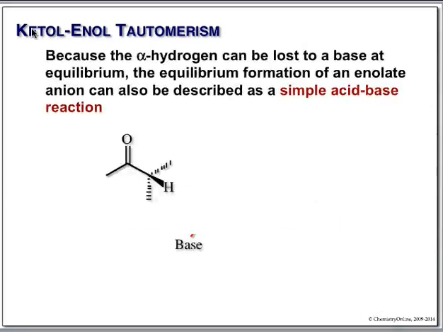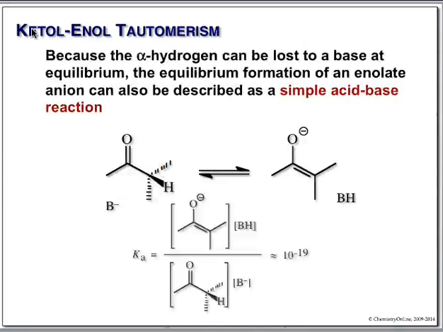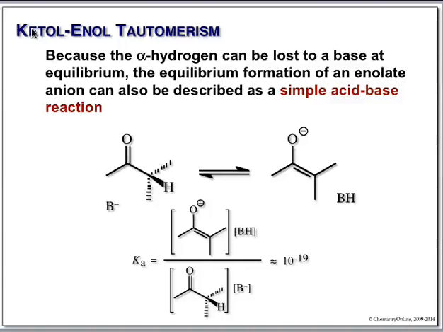If we look at enolization, we can describe this as an acid-base equilibrium. Here I'm going to use a base, pull off a proton, and make an enolate anion. This meets the definition of a simple Bronsted acid. We have a Bronsted base on this side, we go to BH, an acid, and we go to the enolate anion.